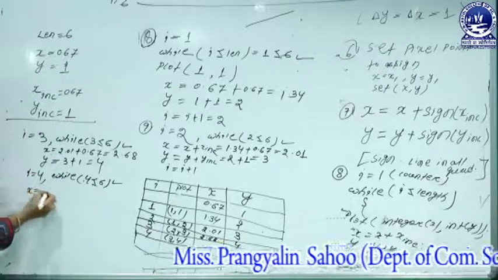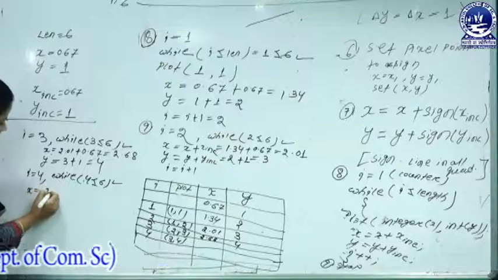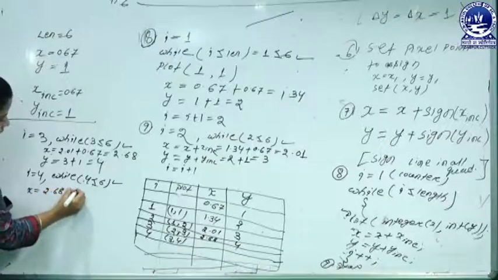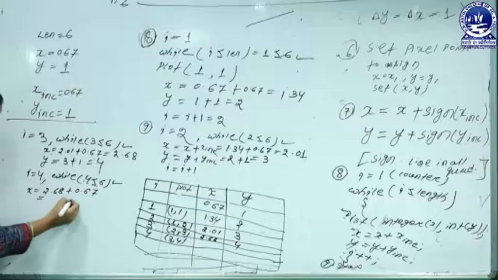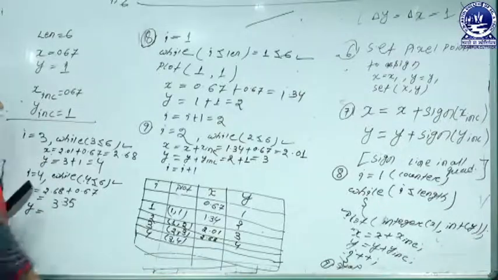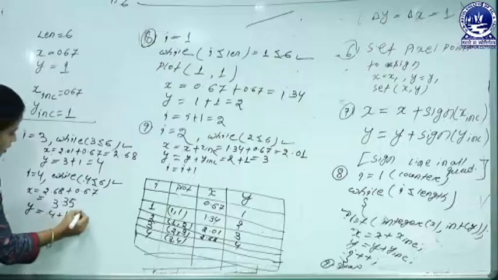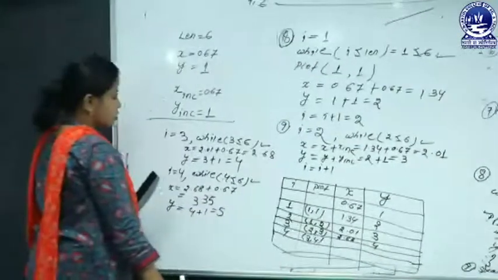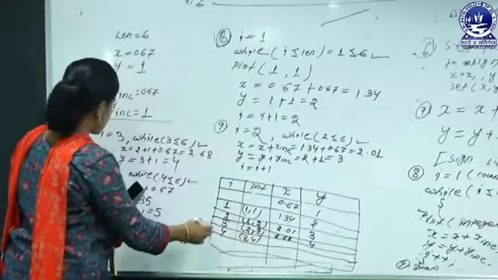Here x equals previous x plus the incremental value. Here the previous x contains 2.68, plus 0.67. So the resultant outcome is 3.35. Okay, and similarly the y coordinate, using the previous coordinate point, is 4 plus 1, that's 5.